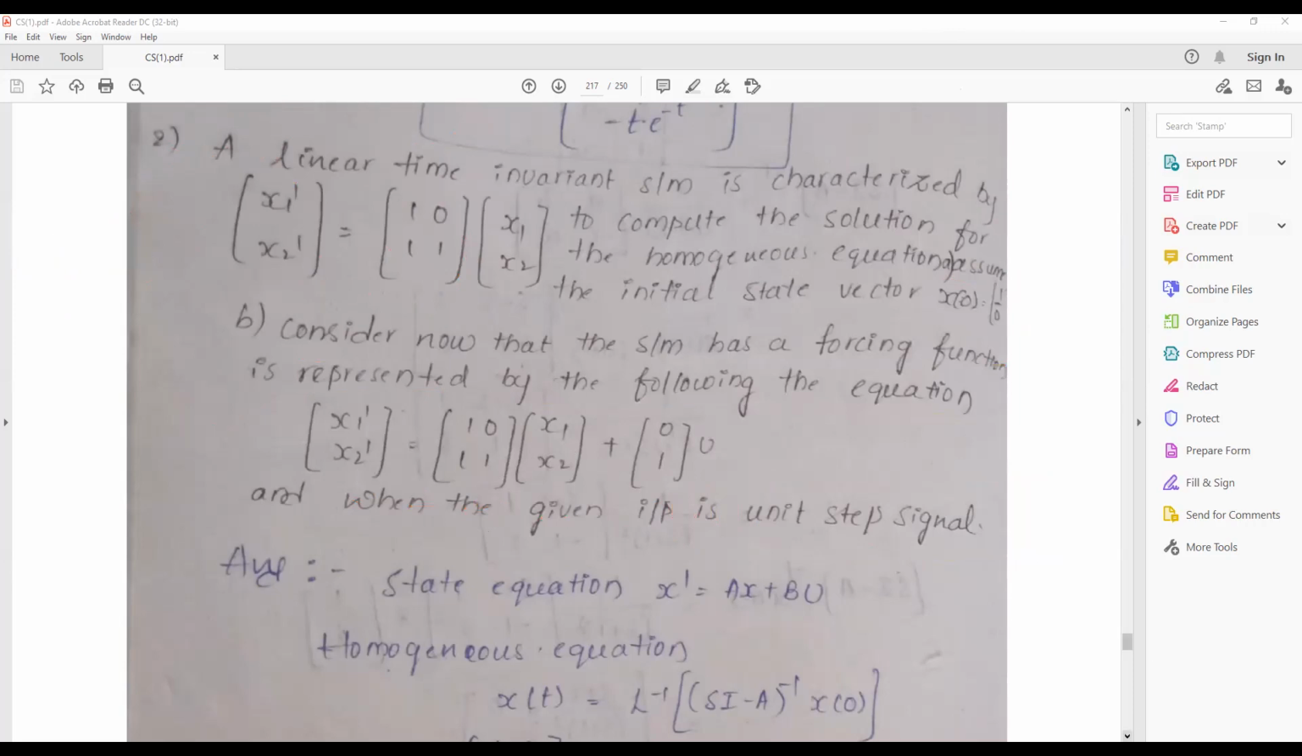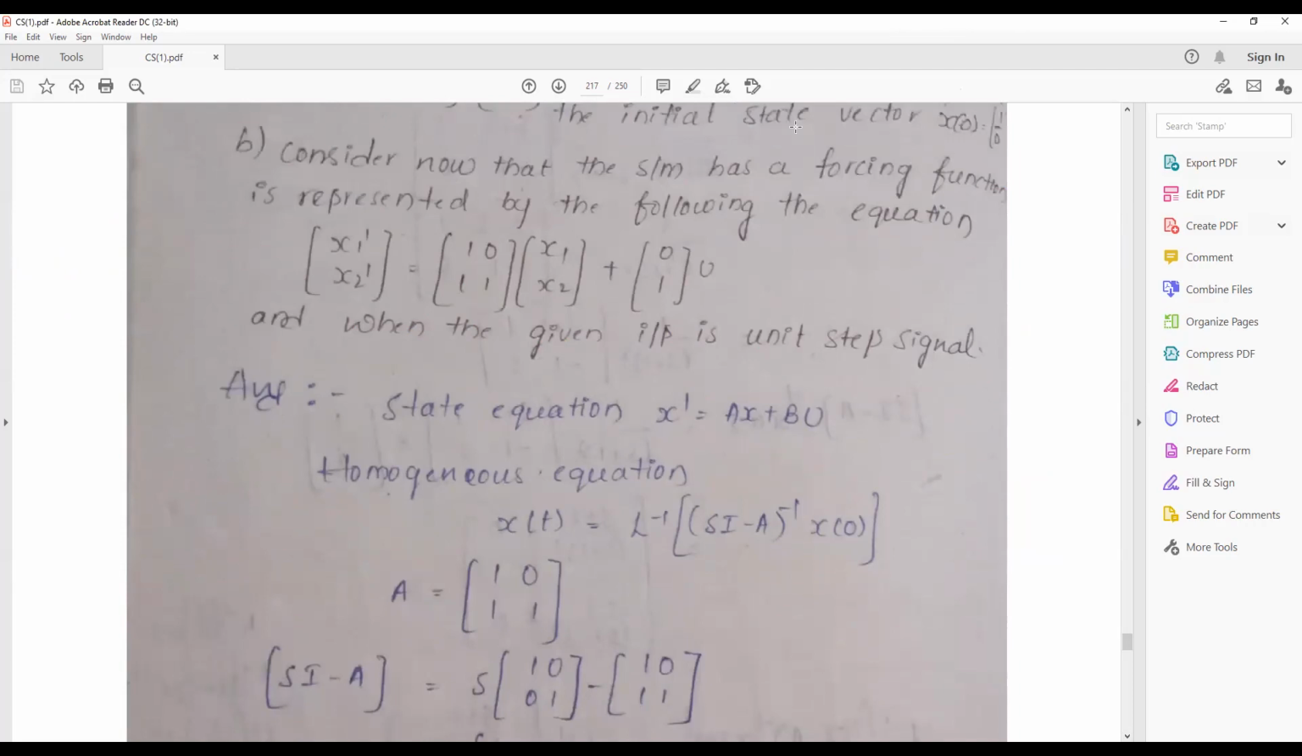First the homogeneous equation. The solution of the homogeneous equation, x of t, is equal to Laplace inverse of (sI minus A) whole inverse into x of 0. The A matrix is given as 1 0 1 1.